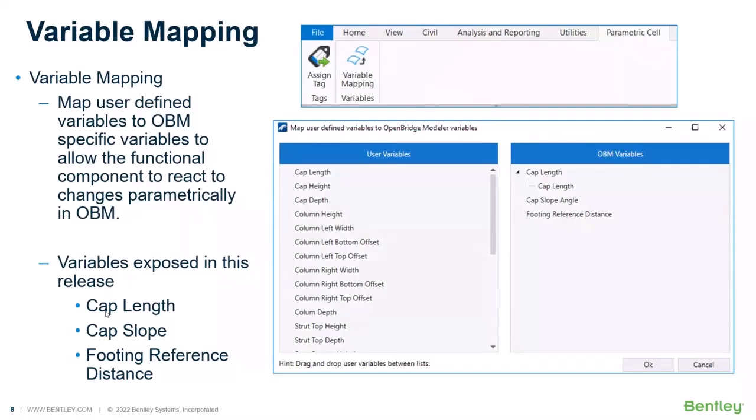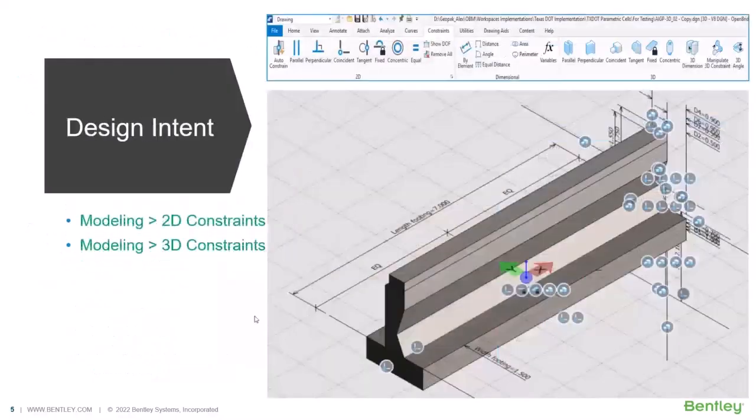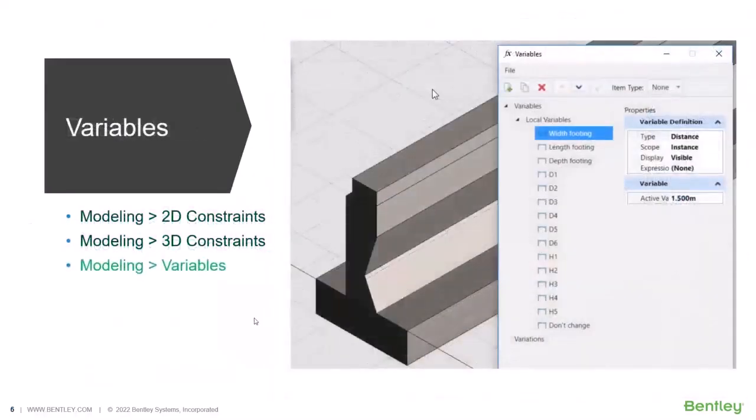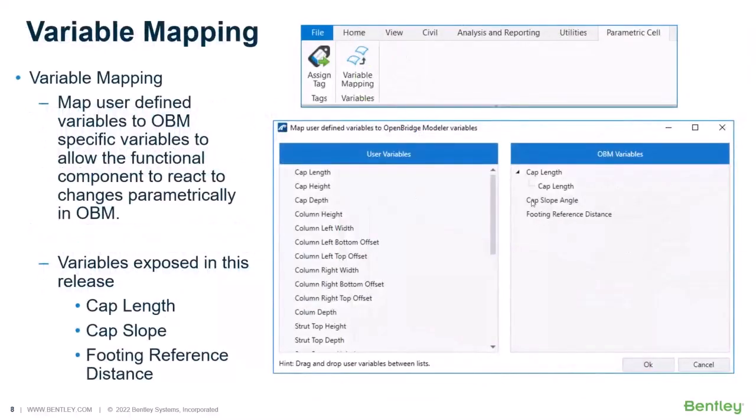So if we go into the workflow, the first step is defining the constraints. The second is to assign those constraints to variables, and tag the solids created to the element of the bridge they belong to. The last step is the OBM variables that we expose. We don't expose all of them. So far, this is what we have. We say the variable that I customize in my parametric cell, length of cap, for example, corresponds to an OBM variable that is cap length. So that's the variable mapping that we use.